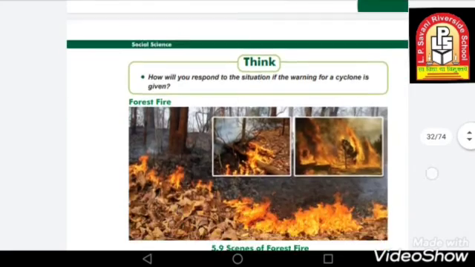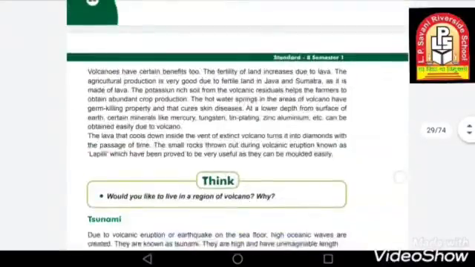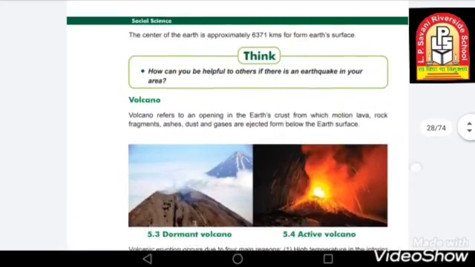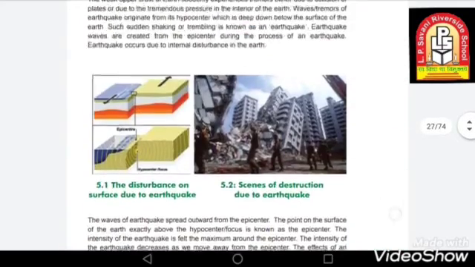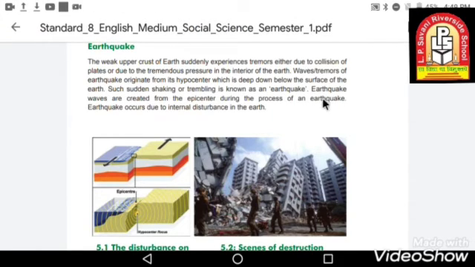So we have already done many disasters. We'll do a quick revision of these disasters, right? So the first disaster which we did was earthquake. Basically, an earthquake occurs when there is tremendous pressure from inside the earth and a collision of plates, and in this destruction many people's lives can be gone, right? So many people are in danger if there is an earthquake.